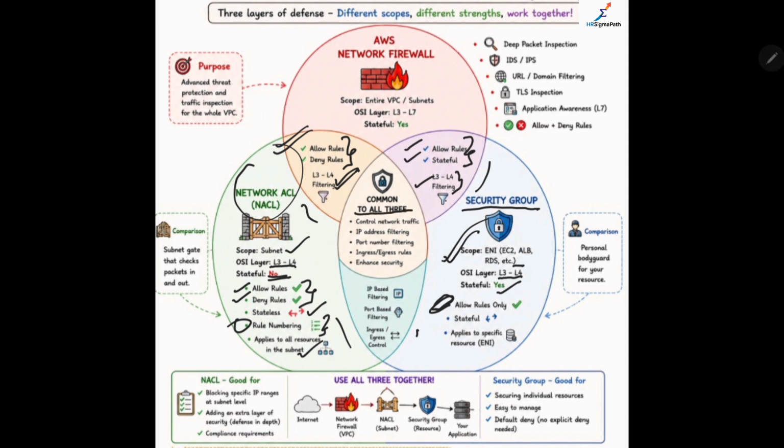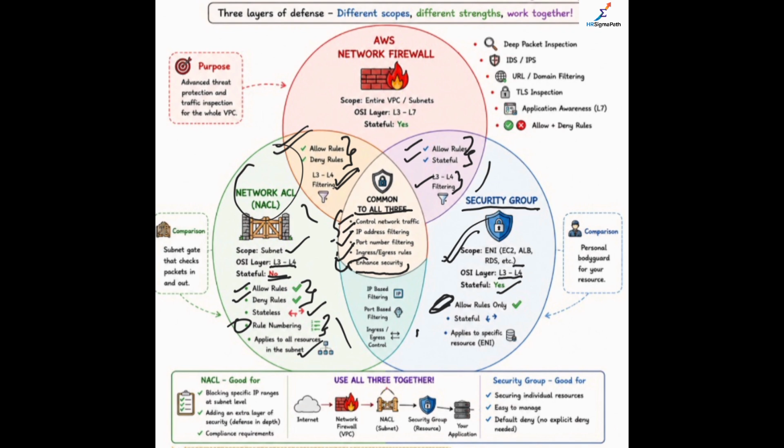Finally, let's look at the very center, where all three circles overlap. This section lists the capabilities common to all three security controls. All of them control network traffic. All can filter traffic using IP addresses. All can filter based on port numbers. All support ingress and egress rules, meaning they control both incoming and outgoing traffic, and all contribute to improving the overall security of your AWS environment. Even though they work differently, they all share these fundamental networking responsibilities.